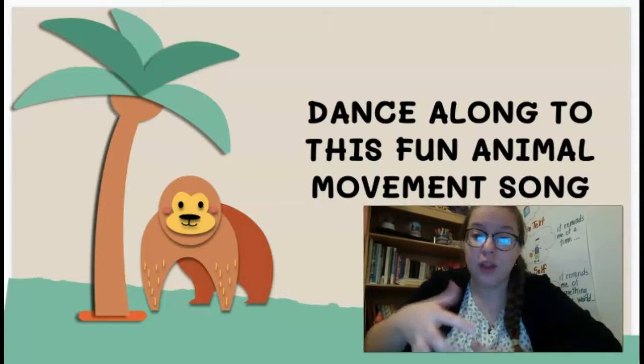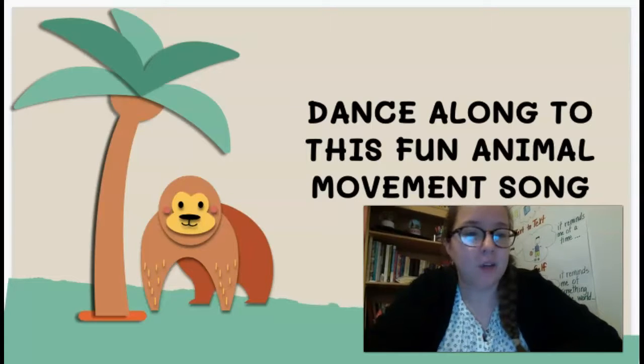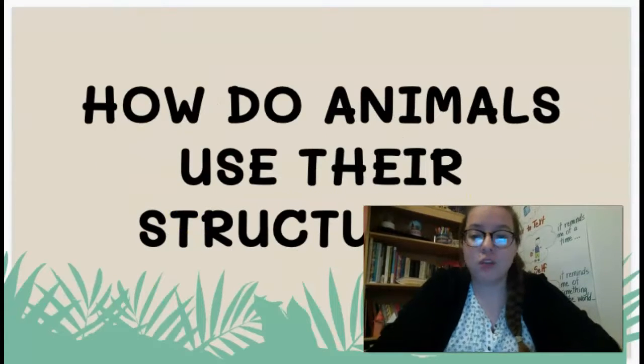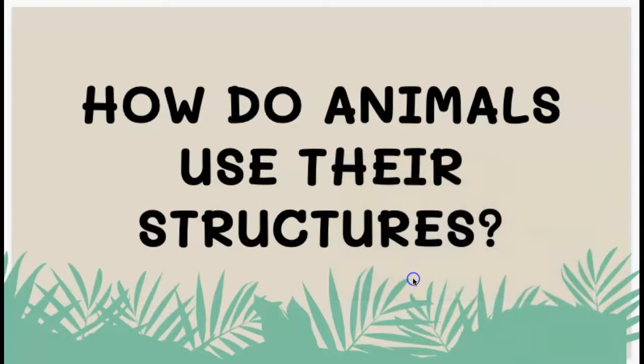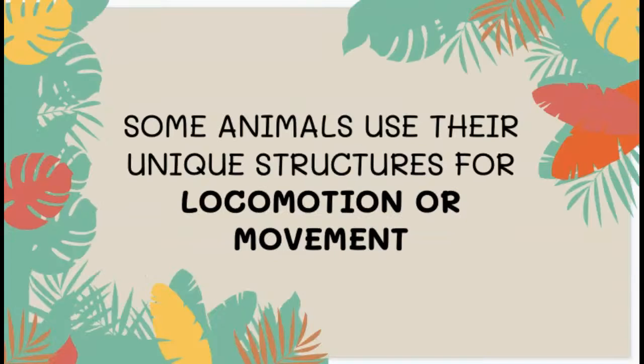Yes. So let's go back to our question for today. So our question is, how do animals use their structures? Let me hide my video so you can see. Alright, how do animals use their structures? Well, some animals use their unique structures for locomotion or movement. So just like we saw in our video, lots of animals use different structures that they have to help them move. So let's look at some examples.